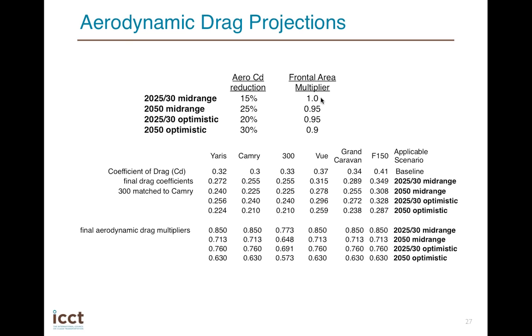So again, the numbers on the bottom here, the first one is the coefficient of drag applied to these 6 different vehicles that we had in our report. You can see that the sport utilities and the minivans and the pickup trucks still, their higher coefficient of drag is maintained. Everything's reduced proportionally. And then these are the final multipliers that were fed into the energy model.